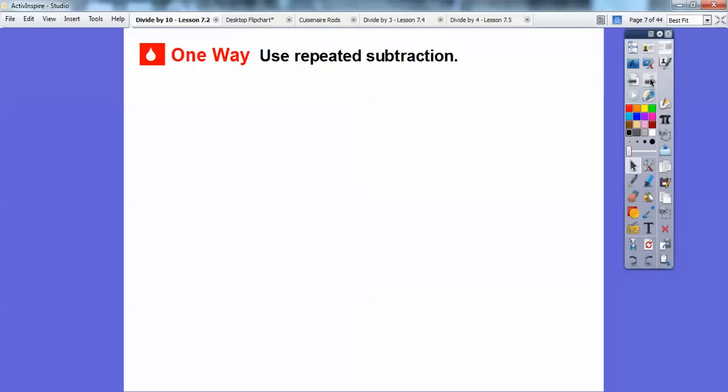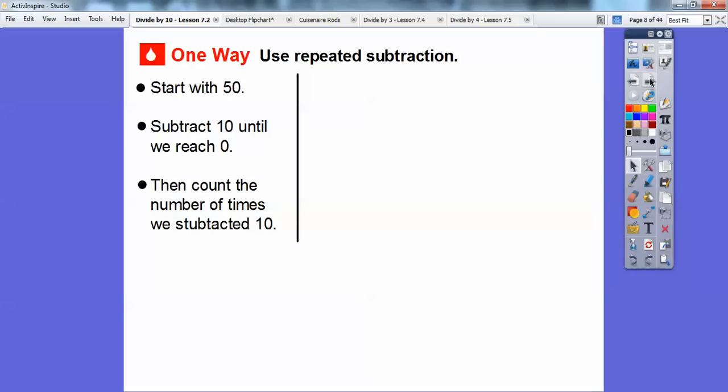One way we can do this is to use repeated subtraction. We'll start with 50 and then subtract 10 to account for the 10 students, and we'll keep subtracting 10 until we reach 0. Then we count the number of times that we subtracted 10. Here's the first one. We subtract 10 the first time. So 50 minus 10 is 40. So we subtracted it one time.